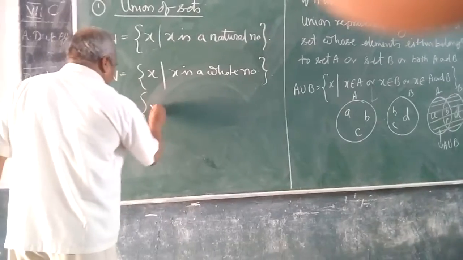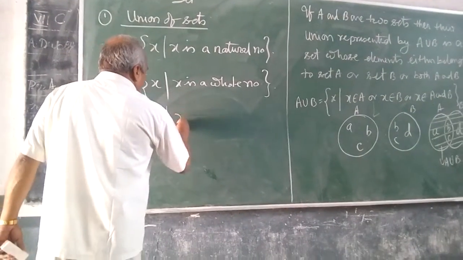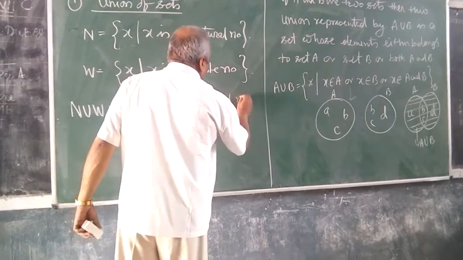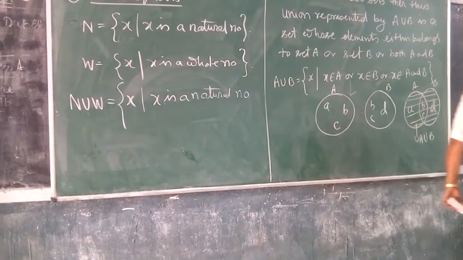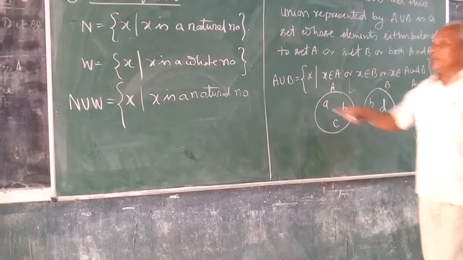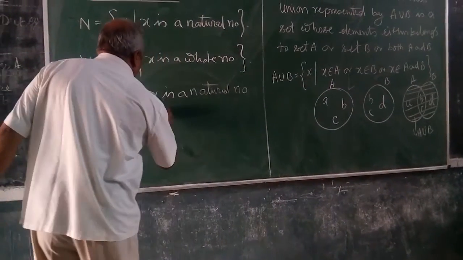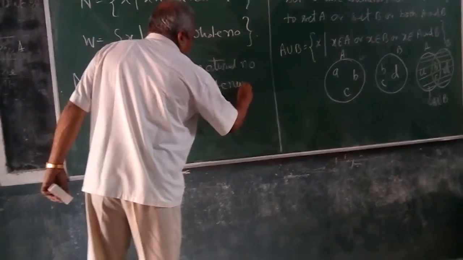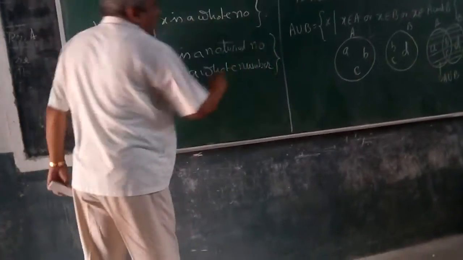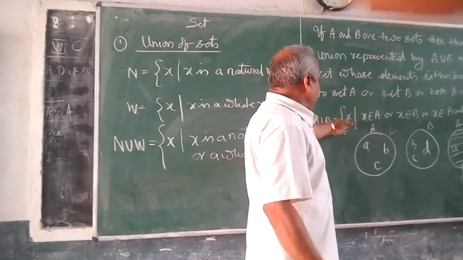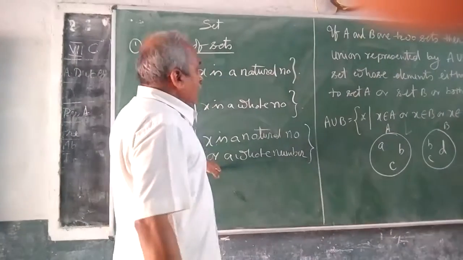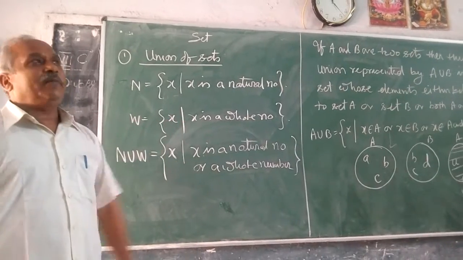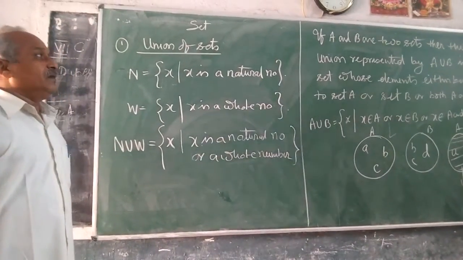This union is a set whose elements are X such that X is a natural number. And which word should be written here? Or. X is a natural number or a whole number. Okay, this is another way, the definition. This is written here in this form, but in the previous examples we wrote in the tabular form, meaning each element of A and B is assembled in a particular set, and that will represent the A union B.